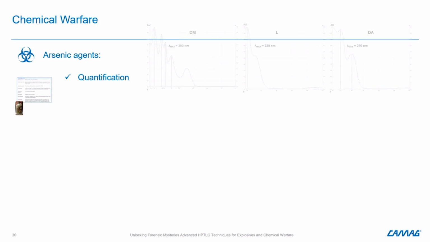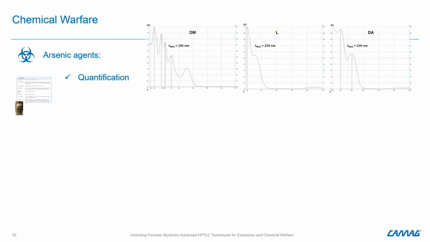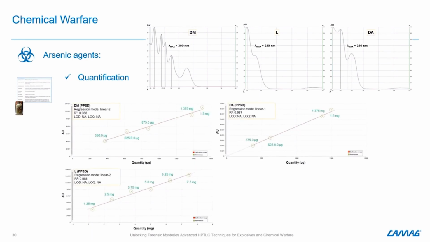And the same thing for the quantification. You have the UV spectrum for each substance, and you see that they are really different, so you are able to discriminate them. And same thing, you are generating here all the calibration curves for each substance. So you will be able to quantify everything. So you have seen with the chemical warfare agents that we can detect all of them, identify, and then you would be able also to quantify each substance.